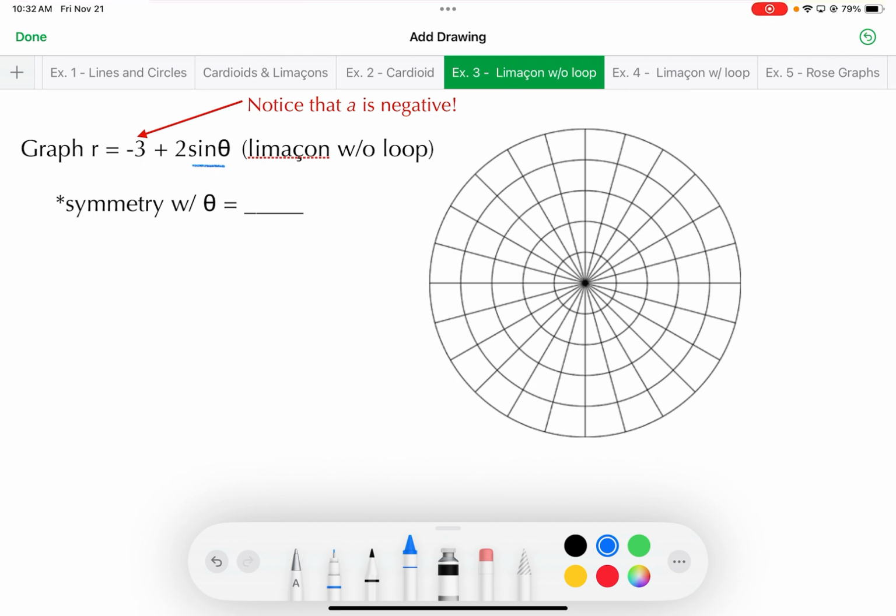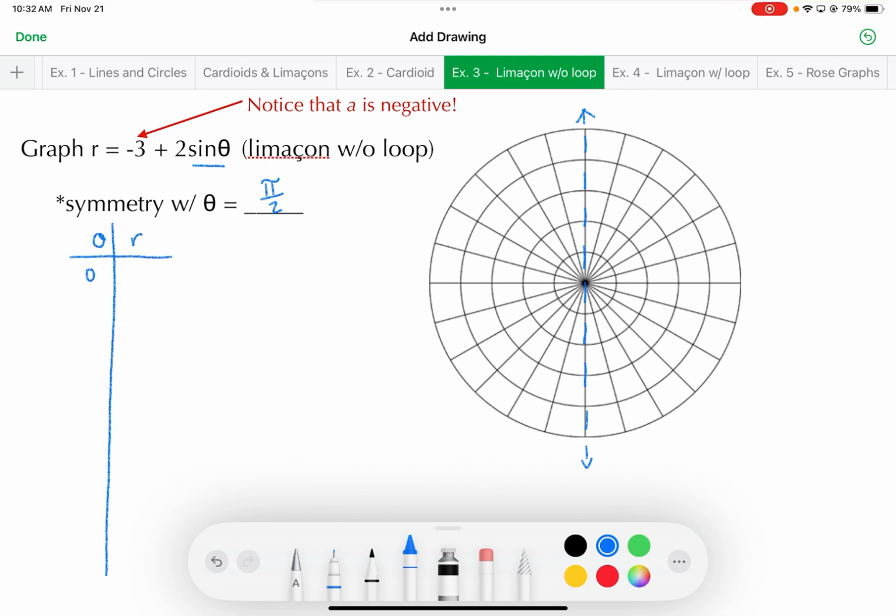Okay, now I see sine in there, and that tells me my symmetry is going to be with pi over 2. Theta equals pi over 2, so let's draw that in. Okay, so when we go to choose values to plug in for theta here, we'll want to pick angle measures that are on one side of that. So I would probably choose first and fourth quadrant angles. Okay, so let's do the first quadrant ones first. Make a big, large table here.